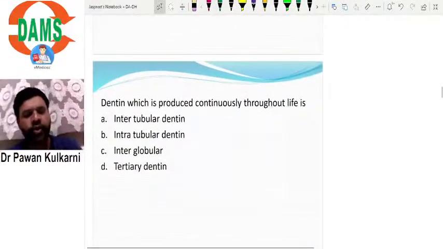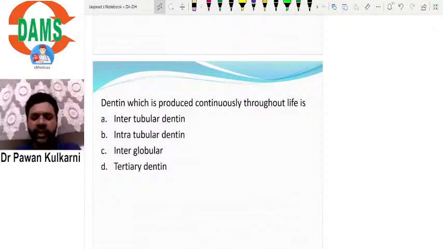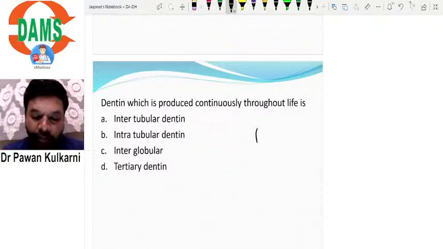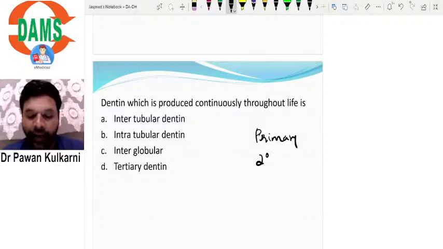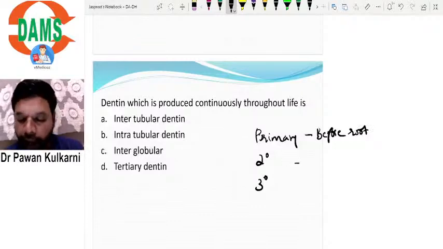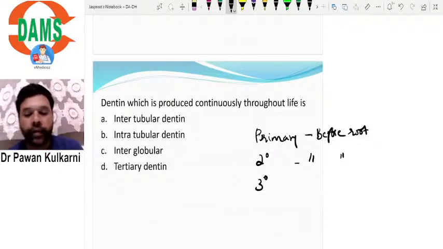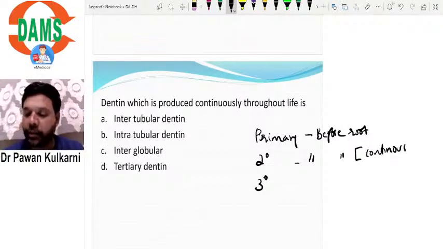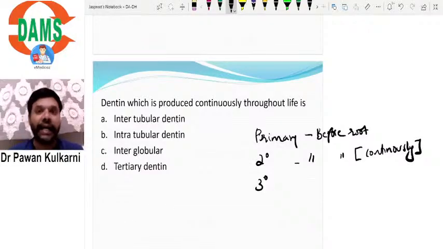Okay, let us move on to the next question. Dentine which is produced continuously throughout life is... we know that dentine is of three types primarily. We have primary dentine, secondary dentine, and tertiary dentine. The one which is formed before root formation is primary dentine. One that is formed after root formation and deposited continuously throughout life is secondary dentine.